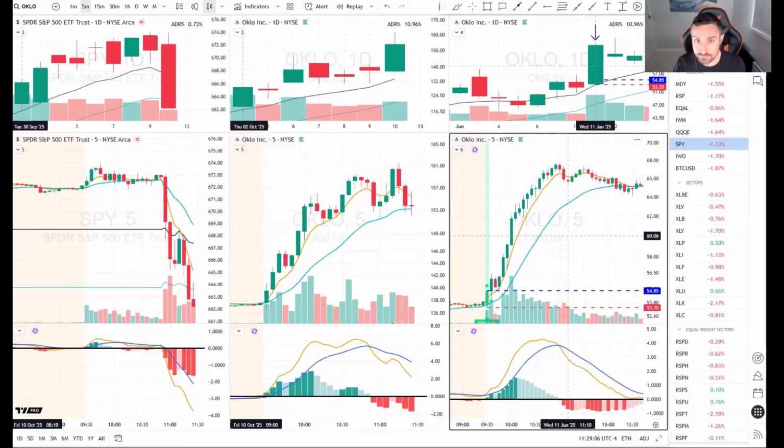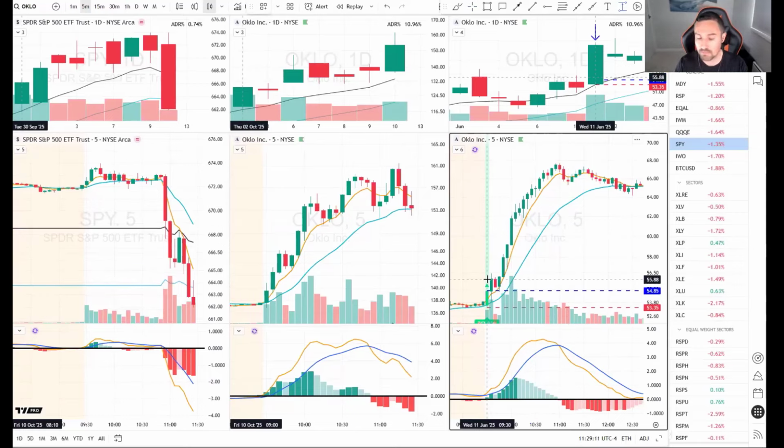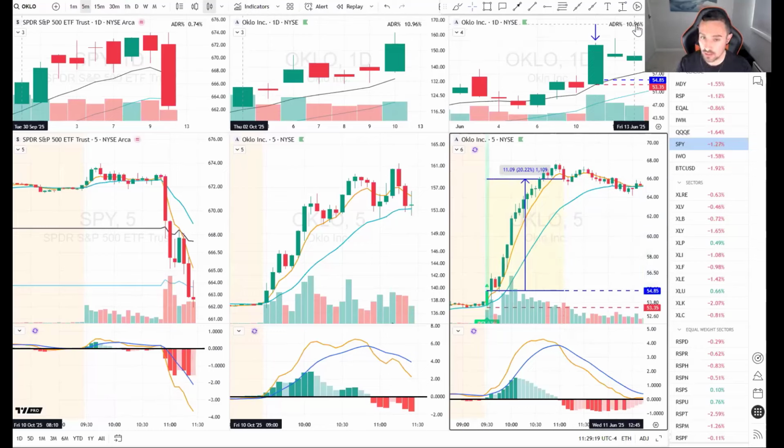Yeah, we take a look here. Oklo runs up. These are tier one, best of the best type stocks when they do this, okay? Opens it. I'm going to go off the high of the 5-minute bar. First close below the 5-minute 6 EMA, 20%. Let's just say that's 2 times the 20-day average daily range percentage. So it's easy, right? Why is it easy? What does it do? Well, it's textbook.